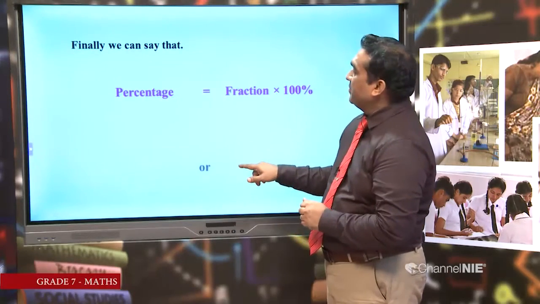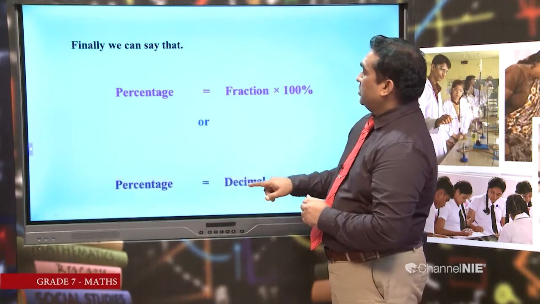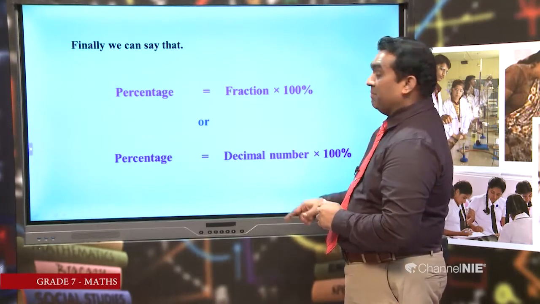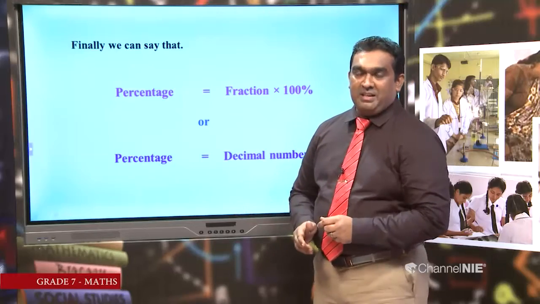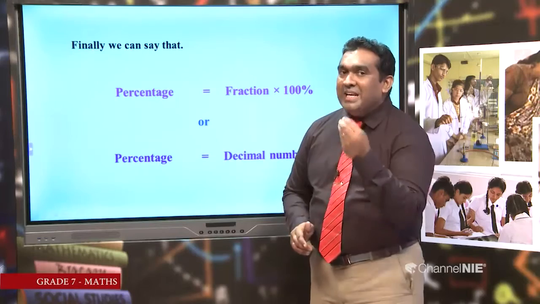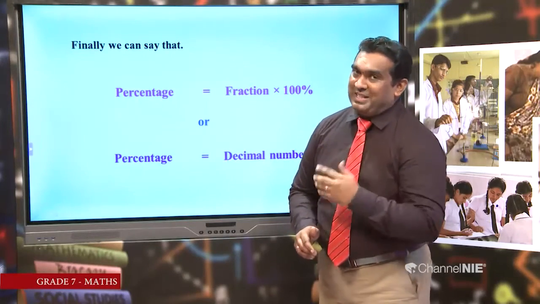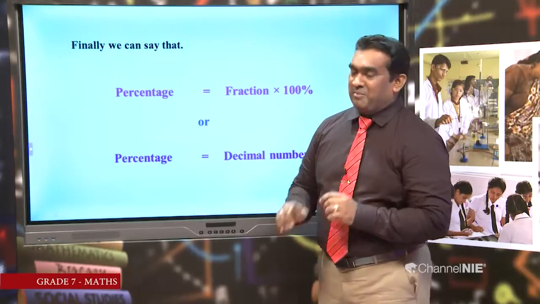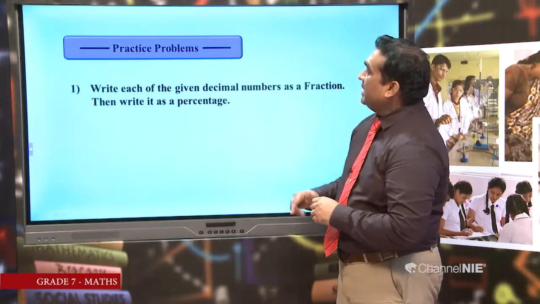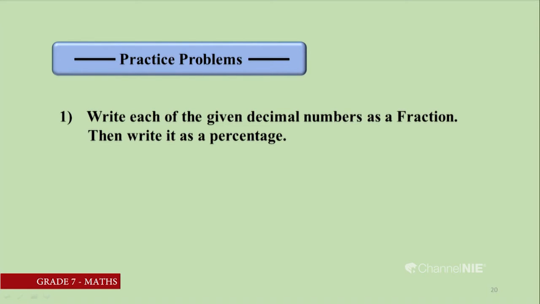We can see percentage equals decimal number multiplied by 100. Very easy. If you have a decimal number, what to do? Multiply it by 100, then you have the corresponding percentage to the given decimal number. Okay. Practice problems. Write each of the given decimal numbers as a fraction, then write it as a percentage. First fraction, then percentage.